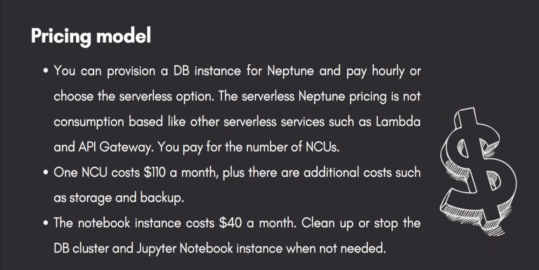You can provision a database instance for Neptune and pay hourly or choose the serverless option. The serverless Neptune pricing is not consumption-based like other services such as Lambda and API Gateway. You pay for the number of Neptune capacity units, and one Neptune capacity unit costs $110 a month. Plus, there are additional costs such as data storage, backup, and data transfer. The default Jupyter Notebook instance for communicating with the database costs about $40 a month. Hence, it's important to clean up or stop the database cluster and Jupyter Notebook instance when not needed.